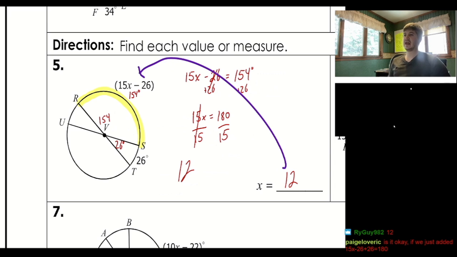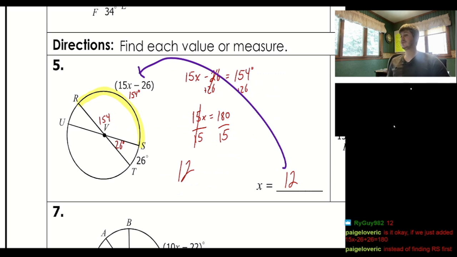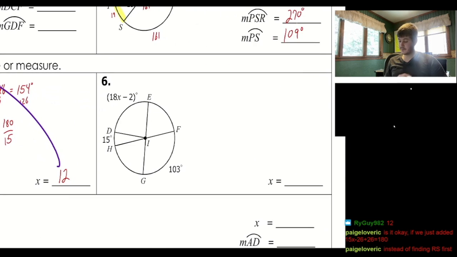Is it okay if we just added 15x minus 26 plus 26 and set it equal to 180? Absolutely. That's a different way of setting it up, which I didn't even consider. So Paige is using the entire semicircle and just saying, well, the semicircle adds up to 180, so 15x minus 26 plus 26, set it equal to 180. Absolutely. That would definitely work. Absolutely. You're just utilizing different properties of the circle.